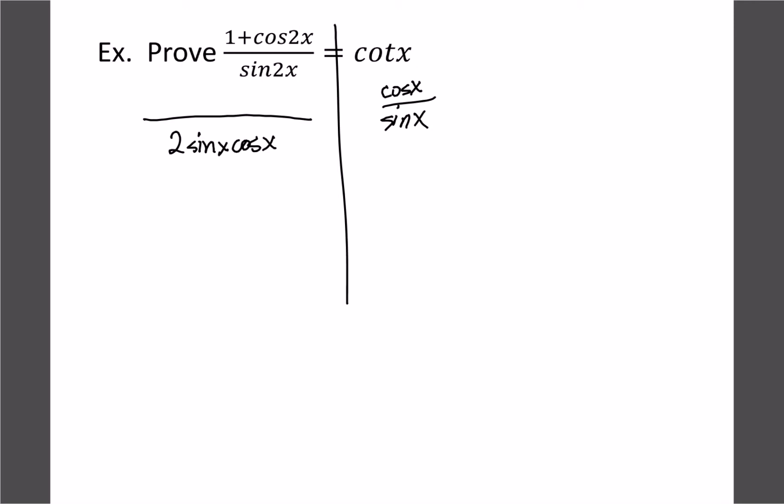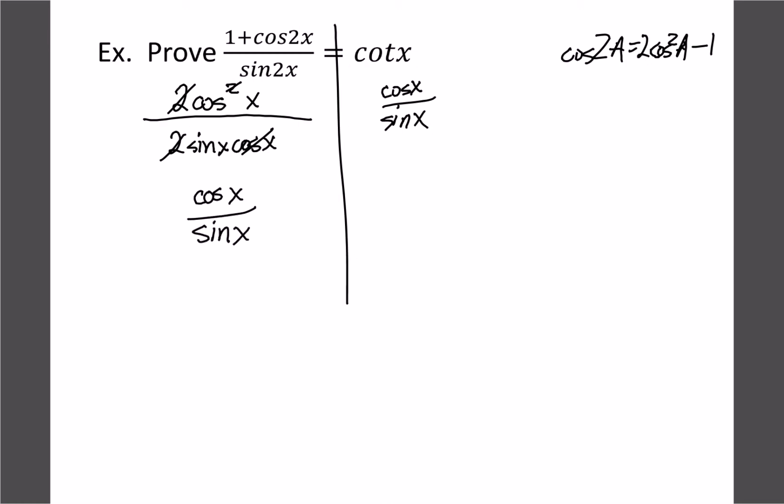If we bring the 1 to the other side, let me just jot it down here. So cos 2x equals 2 cos squared x minus 1. You can see if we bring the 1 over, we have 1 plus cos 2x, which is just going to be equal to 2 cos squared x. If we simplify a little bit further, we have a 2 that we can cancel, and a cos on the bottom with cos squared on the top, so we can cancel one of those. That means the left-hand side ends up being cos over sine.